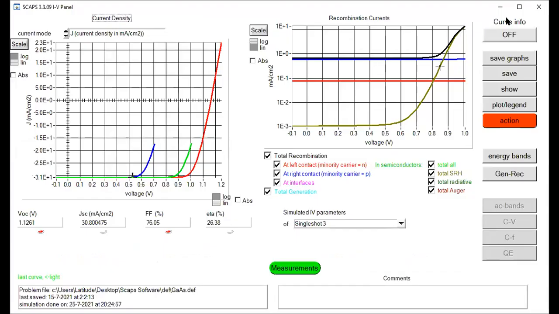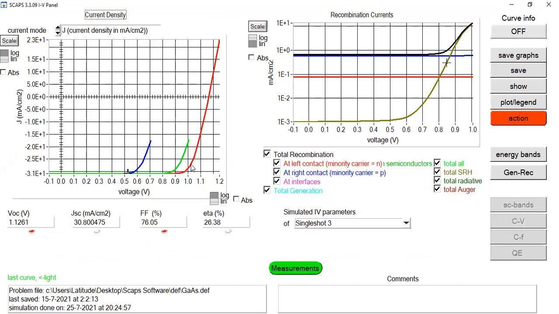Okay, now you can see clearly that the VOC value is higher as compared to the work energy function of Ag 4.7, that was about 0.8. Now it is 1.12, short circuit current value is higher, fill factor value is a little bit higher, and efficiency has increased from 17.54 to 26.38.